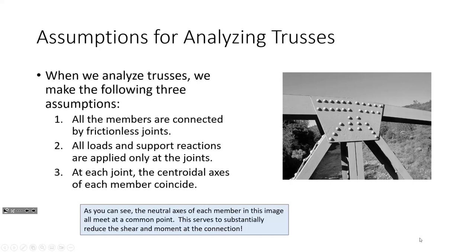So all this is intended to reduce, or for the most part eliminate, the shear and moment in a connection. Now, to be clear, nothing in this world is perfectly frictionless. I mean, there's always going to be a little bit of friction. No connection is going to have perfect coincidence of all the centroids, but it's going to be close enough that we can essentially disregard it.